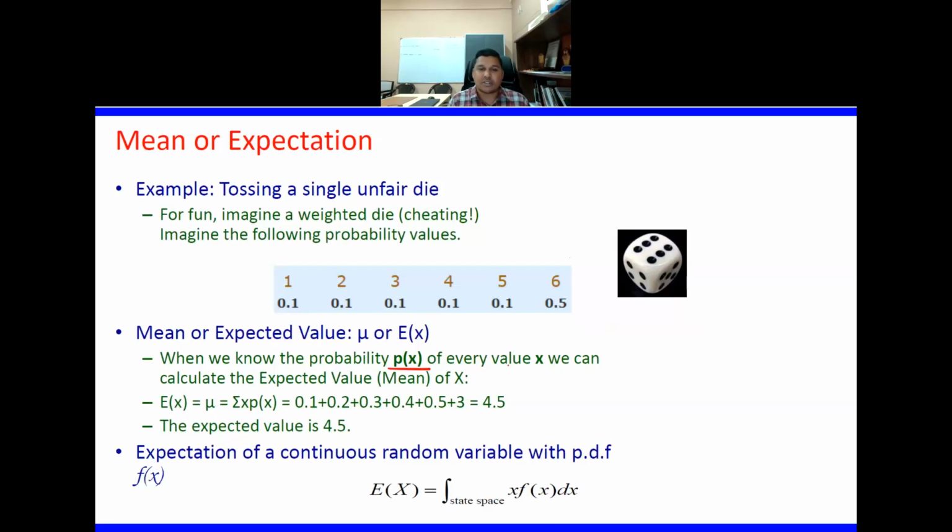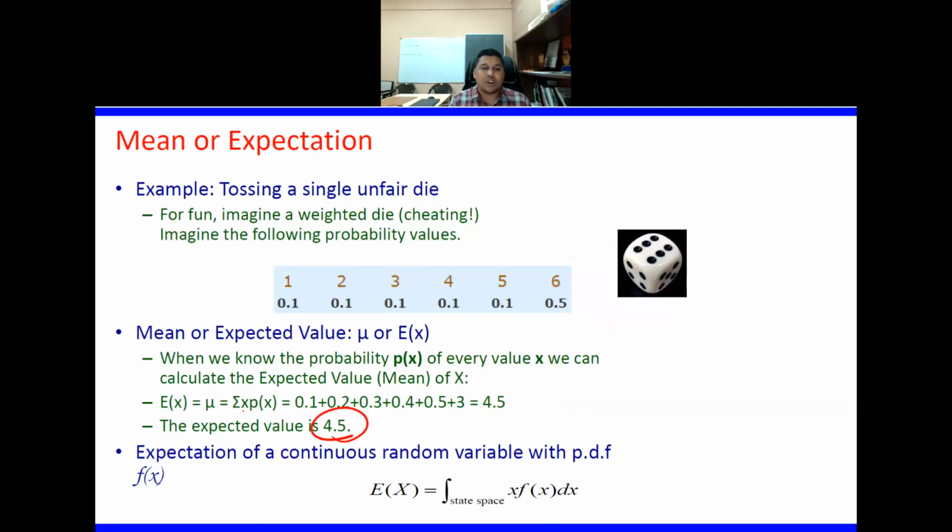When you know the probability P of x for each value of x, we can calculate the expected value, the mean, as the summation of all those. How do you find the expectation or mean? See, 0.1, then 0.1 plus 0.2, then 0.3, then 0.4, then 0.5, then everything here. So the sum comes out, the expected value is 4.5.